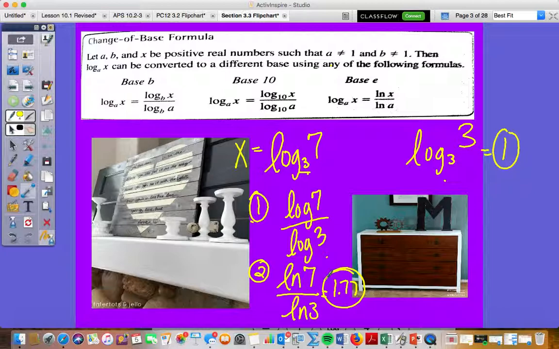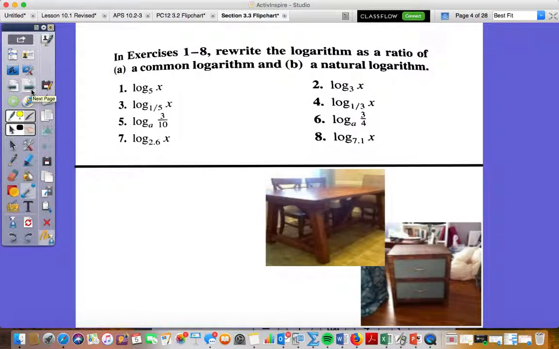This formula is called the what? Change of base formula. Yeah, change of base formula. And this one's using the common log. This one's using natural log. Pretty simple. Okay? So look right here. I think there's one of these on our homework. I think it is this one right here, number 4.